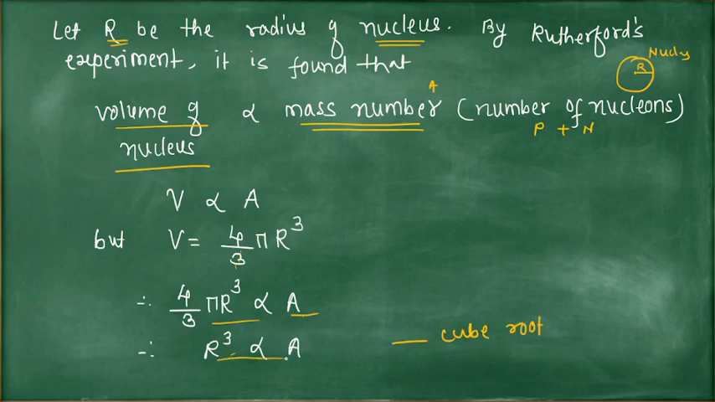Why is this written R cube is proportional to A? Because these are constant. So if you take here 3 by 4 upon pi, this is also a constant. So you can write R cube proportional to A. Cube root on both sides means, for R cube, cube root means take the power 1 by 3, and on the right hand side it is also 1 by 3. So here the 3 gets cancelled and R is proportional to A raised to 1 by 3.